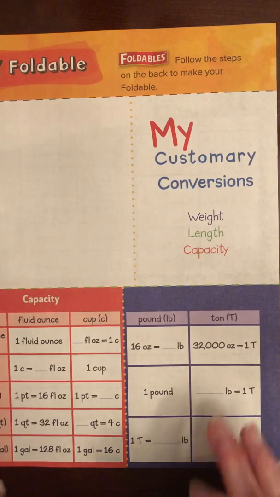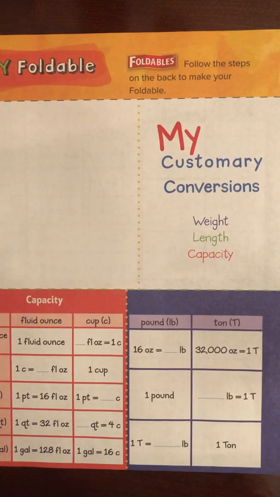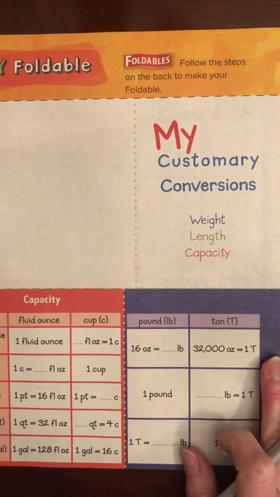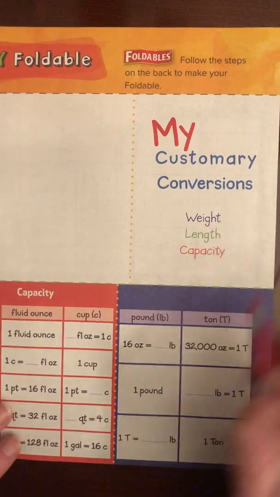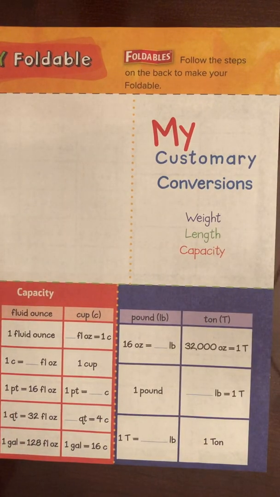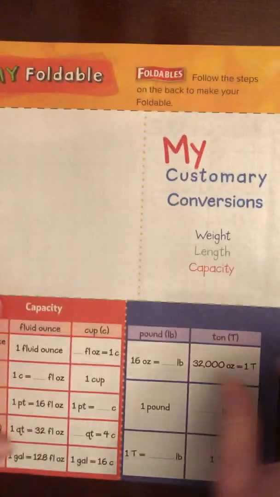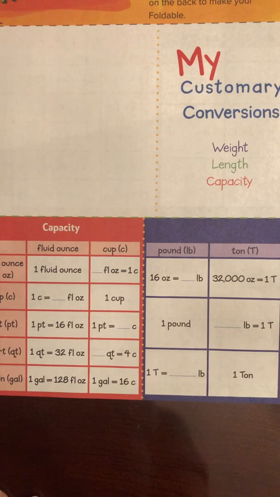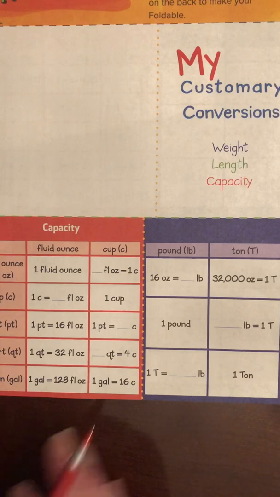Okay, the other thing that is going to be really helpful with this chapter is this customary conversions. It's weight, length, and capacity that we are working on in this chapter. You will find this right after the vocabulary cards at the beginning of your book. Those vocabulary words too, I think, are going to be really helpful. So I would rip this out of your book, okay? And before you start cutting and folding, I think it's easier to fill in the numbers. So let me help you do that.